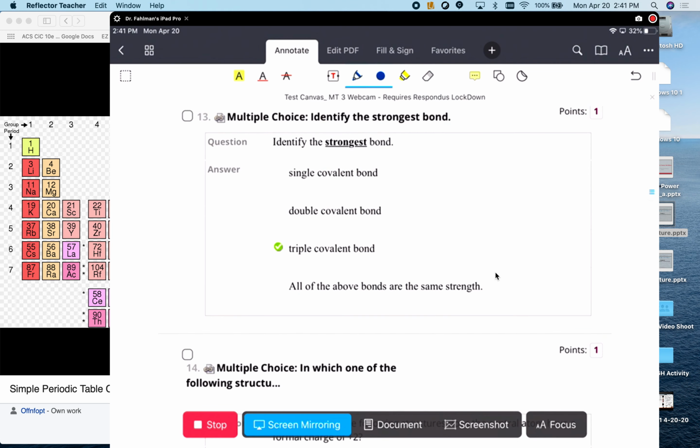Strongest bond, so a triple is going to be stronger than a single. You've just got more electrons between them. So you've got 6 electrons versus only 2.